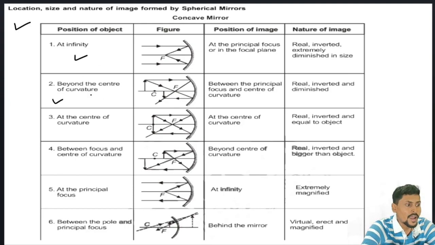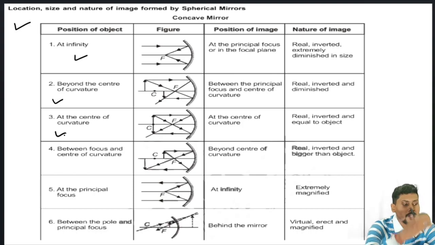If the object lies beyond the center of curvature, that means at a finite distance but beyond C, then the image will be formed between the principal focus and center of curvature. That means between F and C the image will form. The image will be real, inverted and diminished. That means the size of image will be less than the size of object.